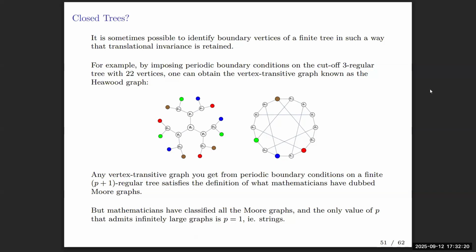And more generally, any graph, anytime you can perform this kind of boundary identification to get a vertex transitive graph, what you get is called a Moore graph. These graphs have actually been classified by mathematicians. And the upshot is that the only cluster size for which you can construct Moore graphs of any size is when P is 1. That's to say the chain. So the string is actually the only infinite family of Moore graphs you can create.